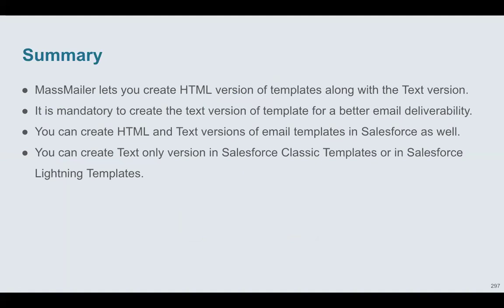I'm sure the majority of you are aware of how to create templates in MassMailer, but you may or may not know that the text version actually plays a very important role when it comes to email deliverability. So we just think, hey, I created an HTML file and I'm good to go. I really don't need to create a text version because I want everyone to receive the HTML file only. But there are some servers in the world that do not accept HTML. They only accept the text version.